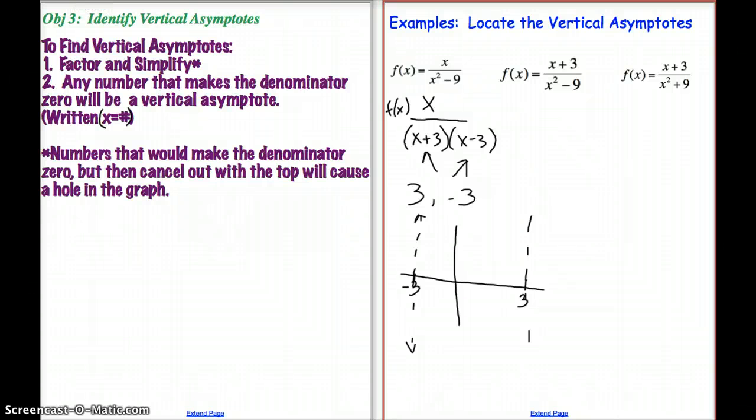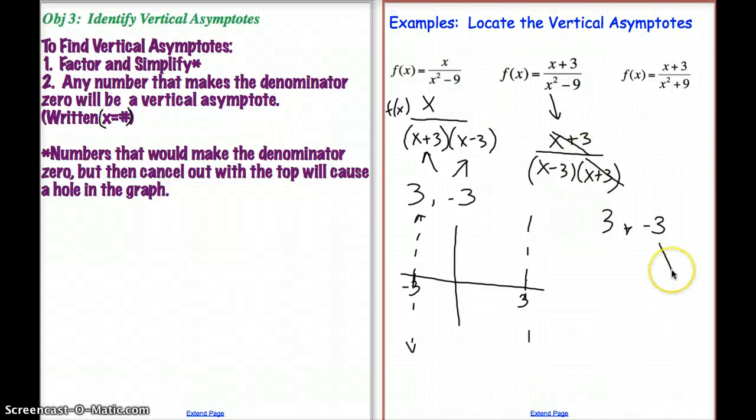How about this next one? This next one's going to be a little bit different. So I have x plus 3 over x minus 3 times x plus 3. Once again, the ways to make the denominator 0 are 3 and negative 3. So those are going to be undefined. Those cannot be possible values for x. The domain is restricted there. But I want to see that I cancel these two.